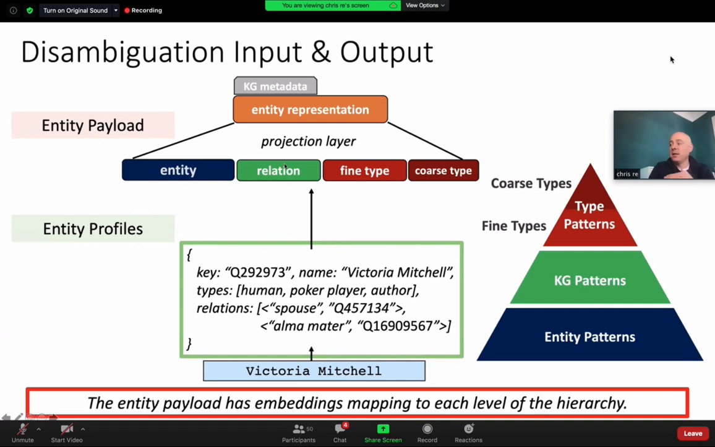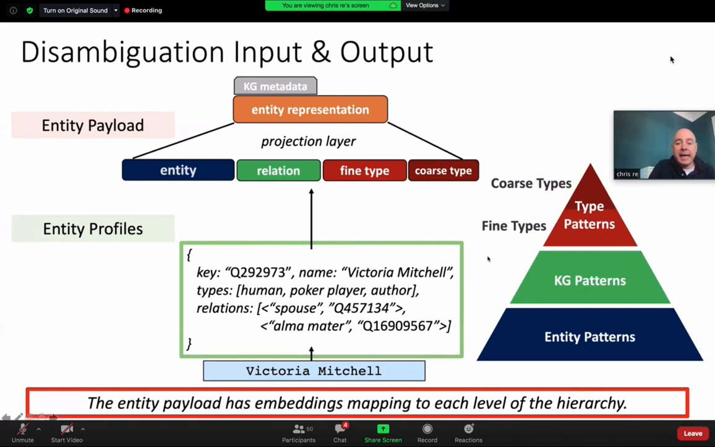The relationship is going to be the payload of that relationship for this individual entity. And so that's going to be another vector, a component of the vector. The fine types, those are the poker players, those are going to be a vector. And then the coarse types are going to be a vector. And we're going to project those down into fixed dimensional pieces.